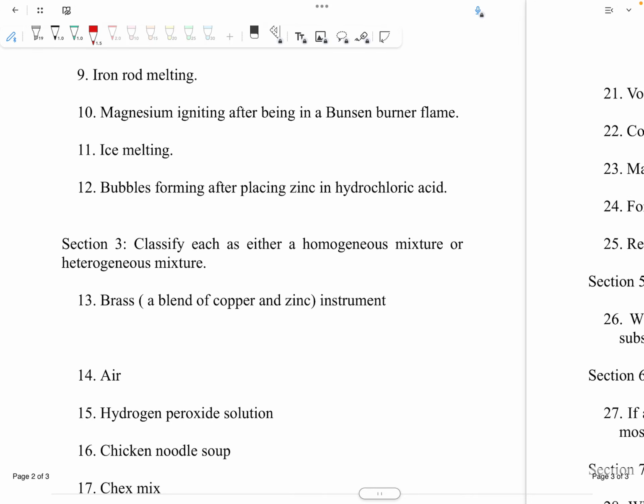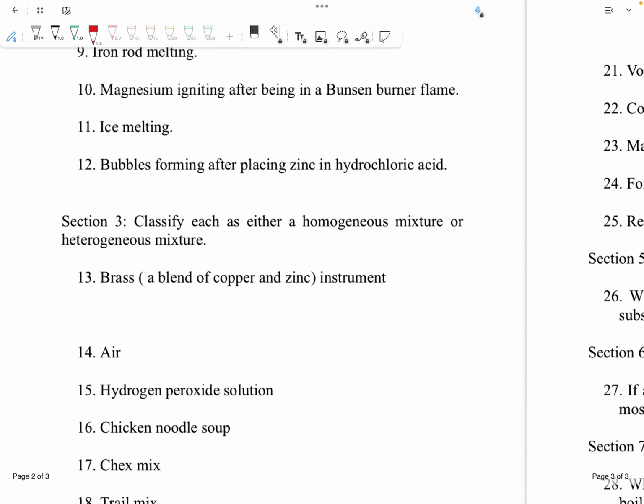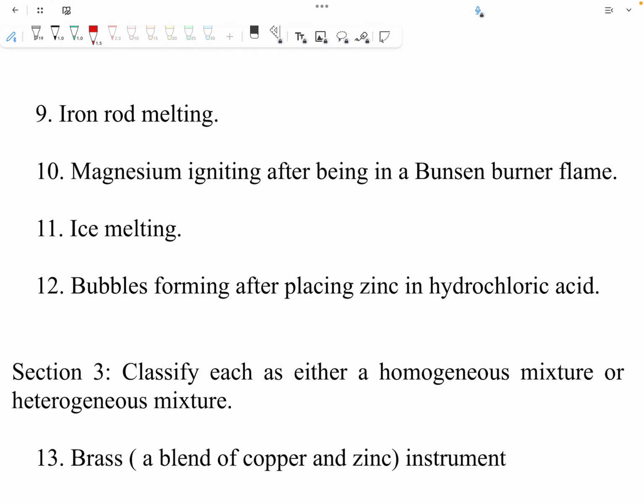All right. Let's see what else we have here. Number 9. Oops, let's get that down there. Number 9. An iron rod melting. Well, you didn't change what it was. All you did is change what state it's in. It's melting. You didn't change what it was, so that's going to be physical.